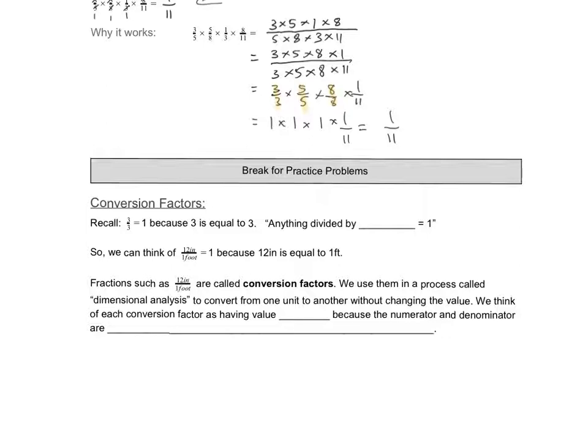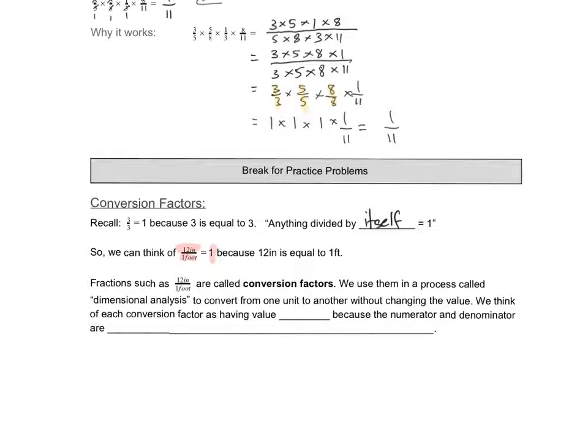That's called dimensional analysis. And we really expand on the idea that anything divided by itself is 1 by saying, well, if we think about 12 inches and 1 foot, because 12 inches and 1 foot are the same distance, as long as we keep the units, as long as we keep the inches and the foot written, we can really think of 12 inches divided by 1 foot as something divided by itself and therefore equaling 1. And similarly, 1 foot divided by 12 inches is equal to 1. And we call these conversion factors.